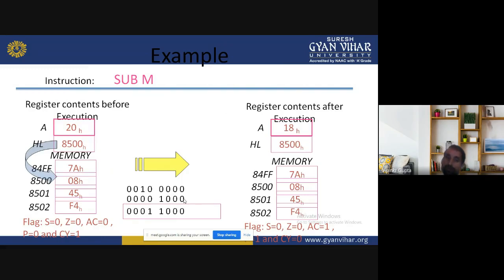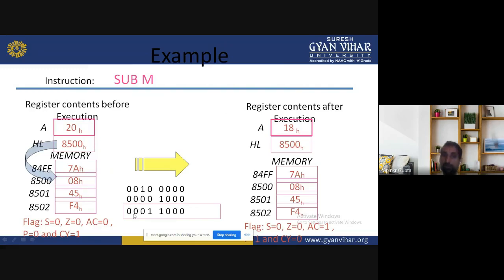So 0 minus 0, we get 0. 0 minus 0, again 0. Now come to this point, 0 minus 1 is not possible, so we take one borrow here. So 10 minus 1, how much do you get? 1. Now it's 1 and it's 0, so again we take one borrow here. 10 minus 1 is 1. 1 minus 1 is 0, because we took one borrow here. So it's 1. 0 minus 0, 0.